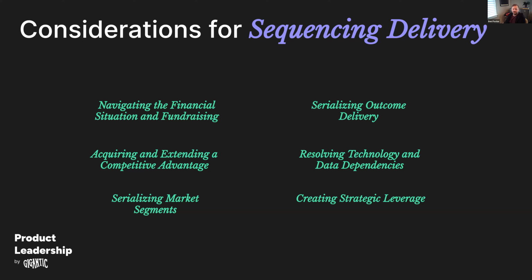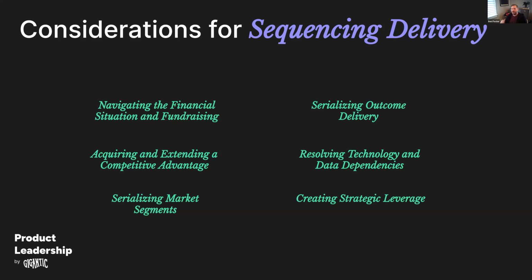You might look at serializing the market segments you're going after, or the outcomes that you want to deliver for your customers, and so on. You could look at resolving technical and data dependencies. A good example of this would be in the world of AI, where you need to have enough training data before you can actually turn on the other parts, right? There's this natural sequence of things that has to happen from a technical standpoint. That's fine. Make sure that you're incorporating that into how you're describing what the sequence of work is that needs to happen.